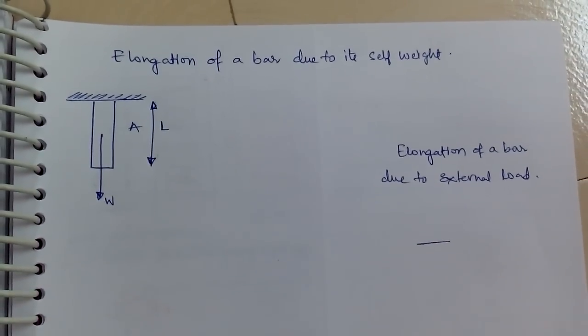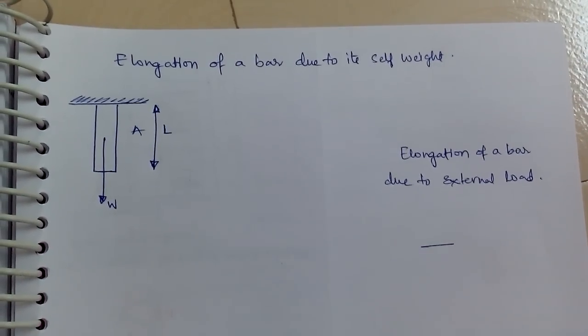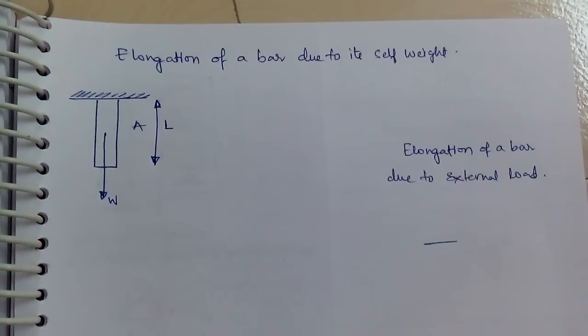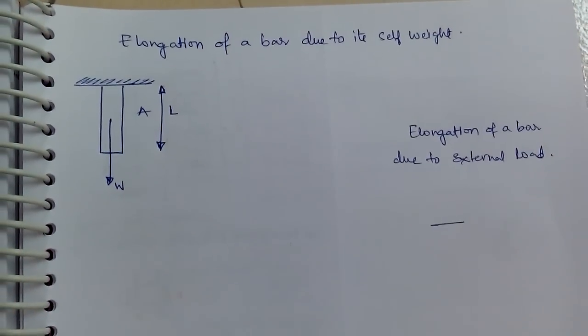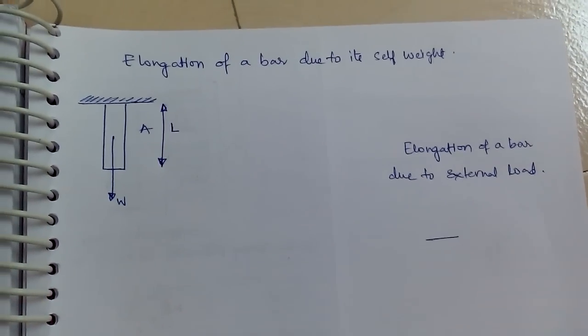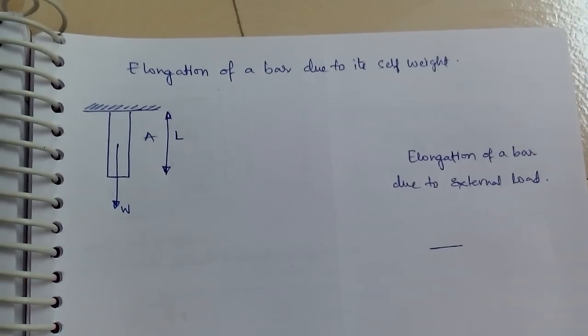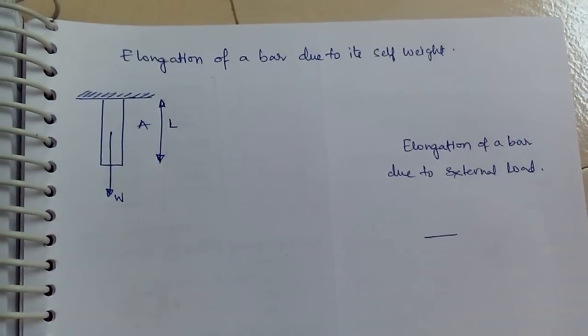Hello guys, I'm going to teach you about the derivation part of elongation of a bar due to its self-weight. We are actually going to deal with prismatic bars. Prismatic bars are the bars as shown in the figure whose cross-sectional area is the same throughout the length.